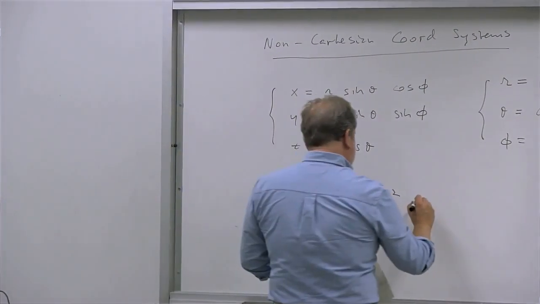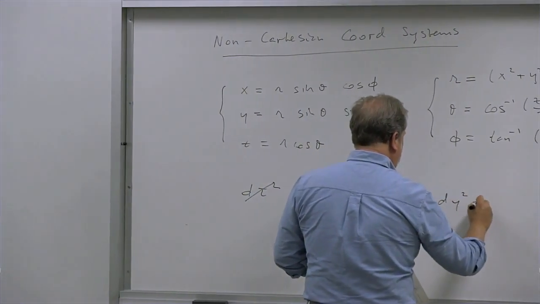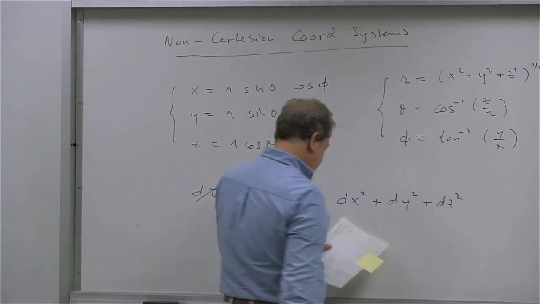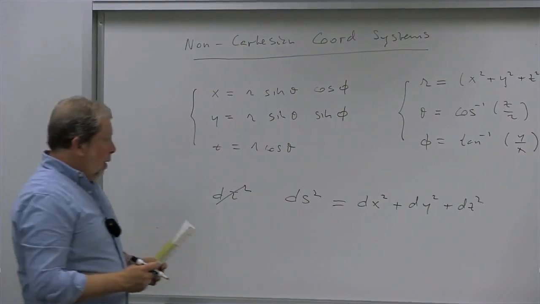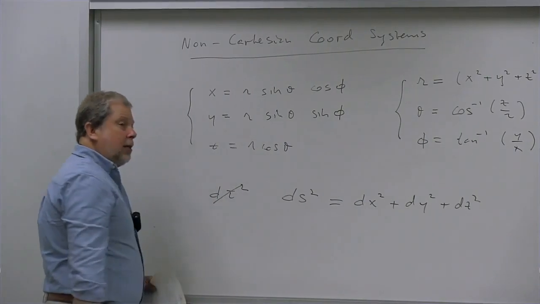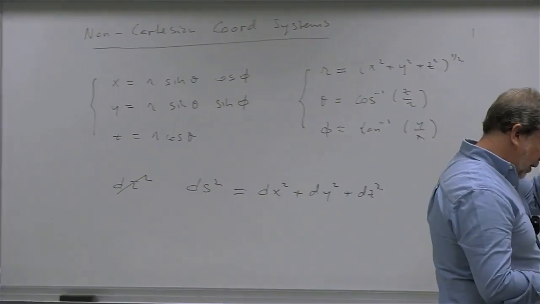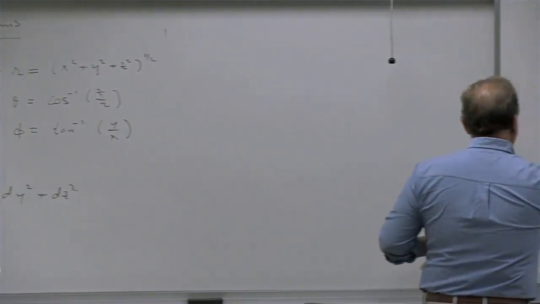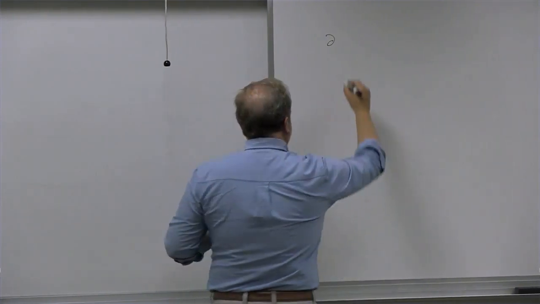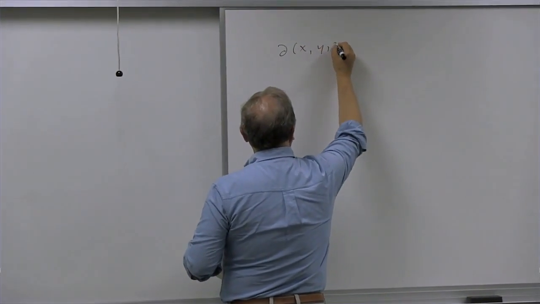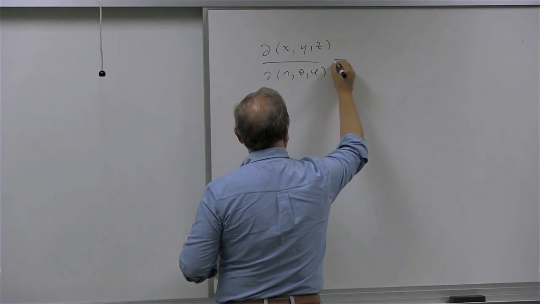And of course, in the Cartesian system, it is very simple because it is dx squared plus dy squared plus dz squared, right? In the original coordinate system. And now we want to re-express this in the curved coordinate system that is coming from the fact that we have spherical coordinates. And so we calculate the Jacobian matrix of the x, y, and z coordinate system with respect to the r, theta, and phi coordinate system.